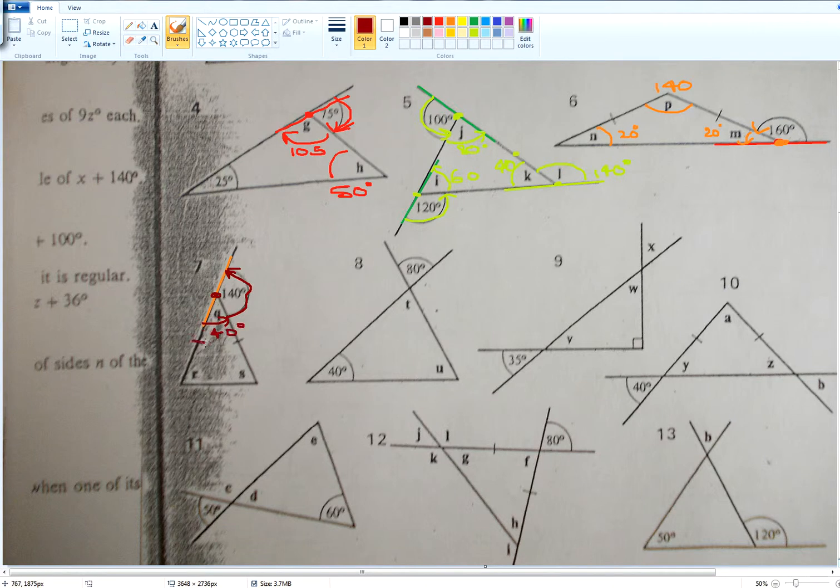Now this is the isosceles triangle. So 180 minus 40 will give us 140, and that will give us these two equal angles over here. So that will give us 70 and 70.